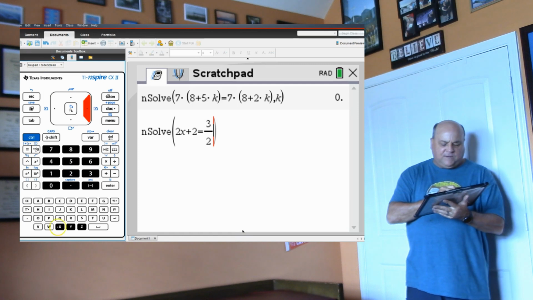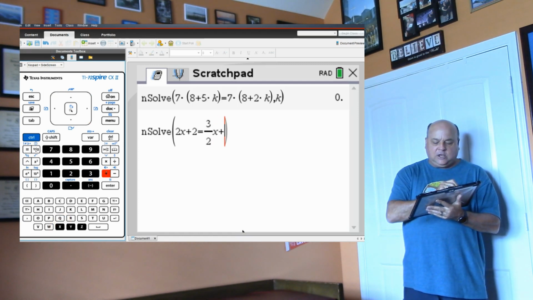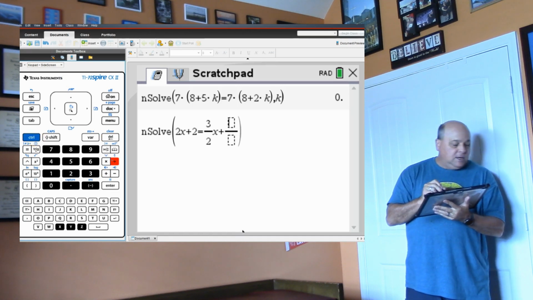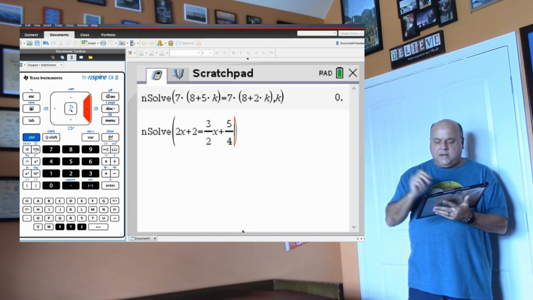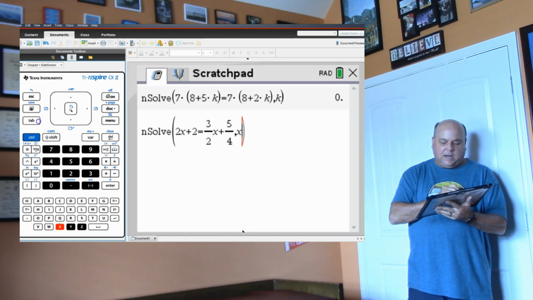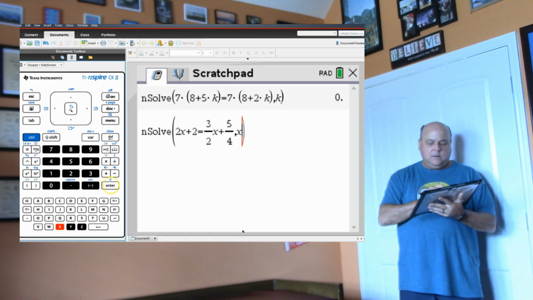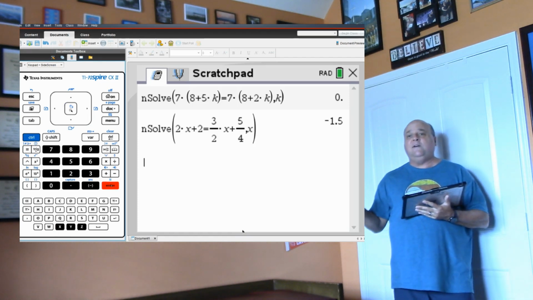And then x plus 5 over 4. You have to hit control divide again. Control divide gives me another fraction. Then I'm going to put 5 over 4. Hit the right arrow button, comma x. We're solving for the letter x. Then hit enter, and you get negative 1.5.